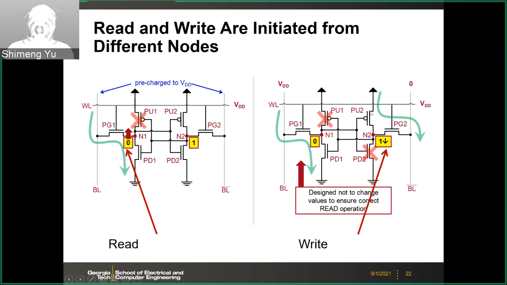And then for the write operation, since this part is protected, what you need to do is to look at the PU2 and PG2. In this case, you want the N2 node voltage to be as small as possible because you want to flip from 1 to 0. Then the PG2 should be stronger than PU2.